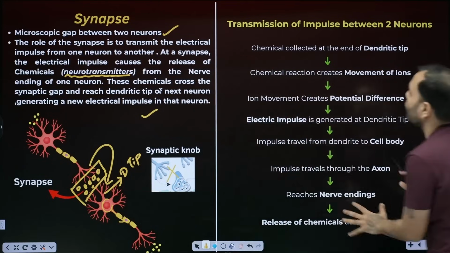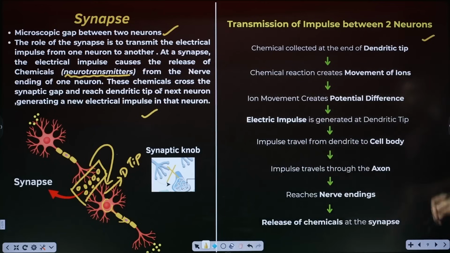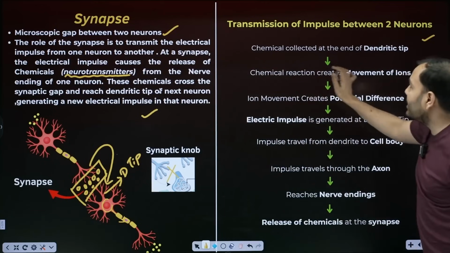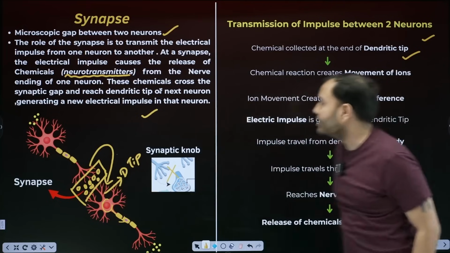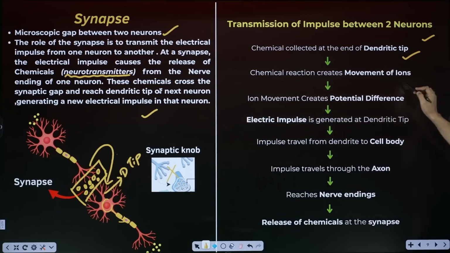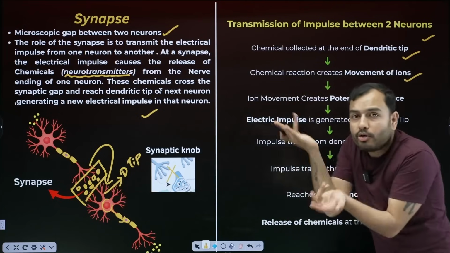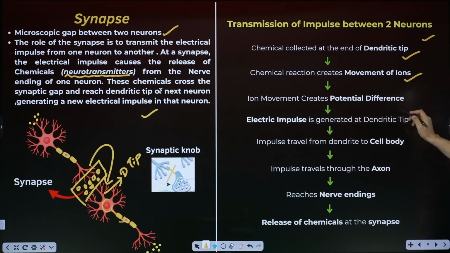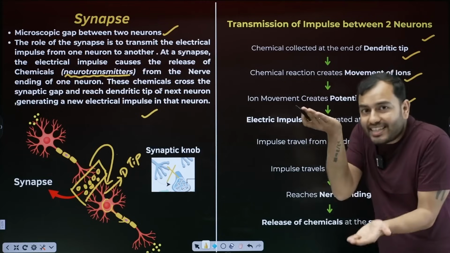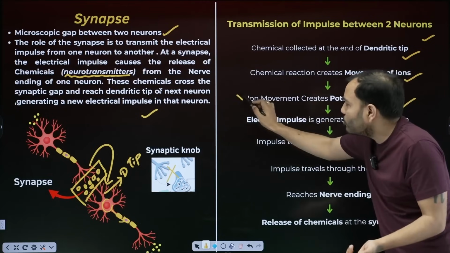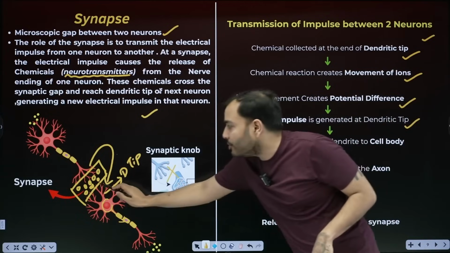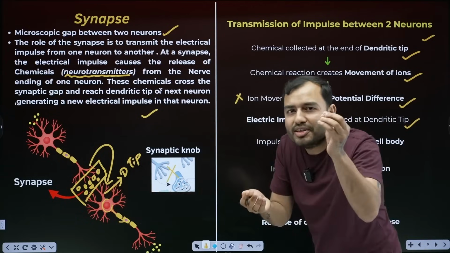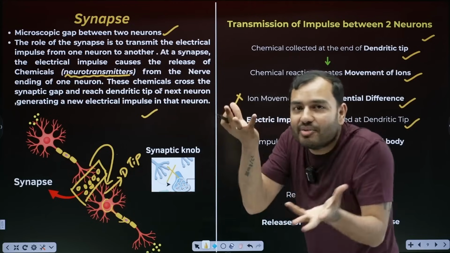Look here, the same thing is written in the form of a flow chart. Transmission of impulse between two neurons. Chemical collected at the end of the dendritic tip. What happened on the tip? The chemical is collected. Chemical reaction creates movement of ions. Ion movements create a potential difference, a difference in voltage. If you forget this one, it's okay. Electric impulse is generated at the dendritic tip. Where was the impulse generated? On the tip of the dendrite, from the chemical reaction, from the movement of ions.